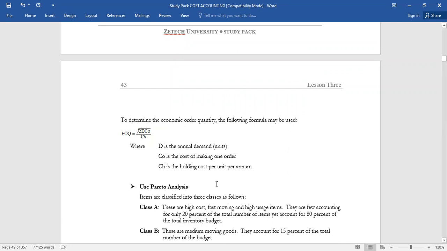Then we have the cost of making one order, which is the CO. And we have the holding cost per unit. So this economic order quantity formula will help us ensure that whatever has been received by the organization is striking a balance.